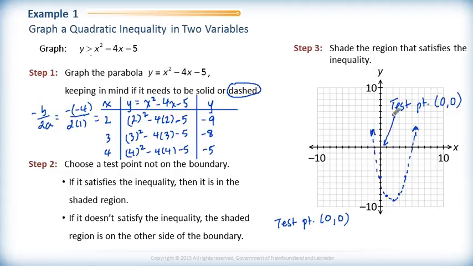Now that I've completed my parabola, I choose a test point. My favorite is (0, 0), as you've probably come to discover. 0 greater than, rather, 0 squared minus 4 times 0 minus 5. That gives us 0 greater than negative 5. That's true, so it will be in the shaded region. And therefore, our shaded region lies above our parabola.